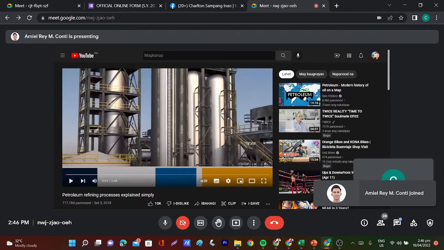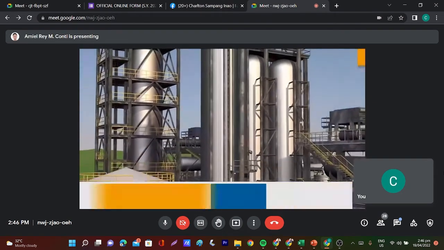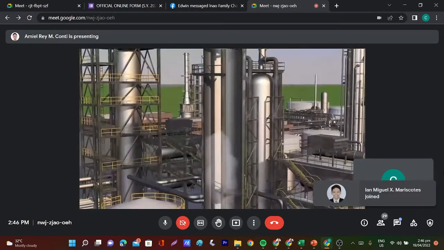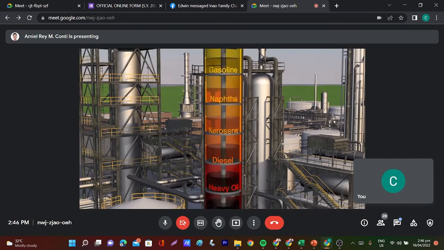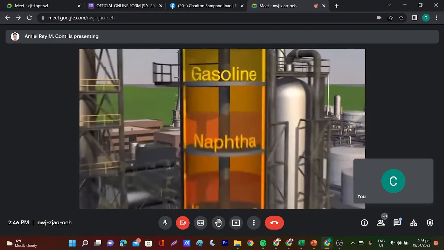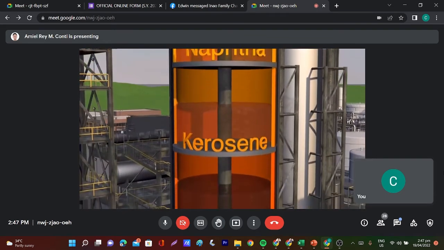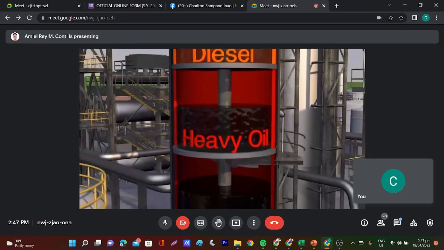Ito po ay tungkol doon po sa refining po ng petroleum. Refining begins with a process called distilling. After oil is superheated, it becomes vapor. The vapor is fed into the distillation unit. As it rises and cools, the vapor turns back into a liquid. Using stacks of trays, the liquid is easily collected and separated by weight. The lighter and medium weight liquids require less processing before they're ready to be used in cars and trucks. The heavier liquids need more processing to become useful.